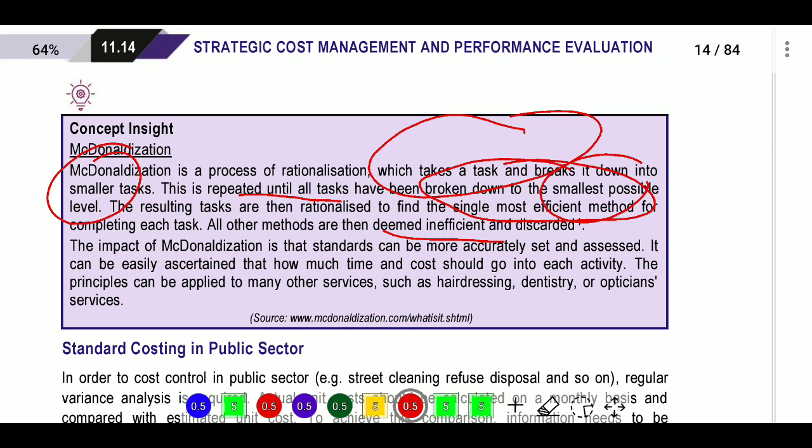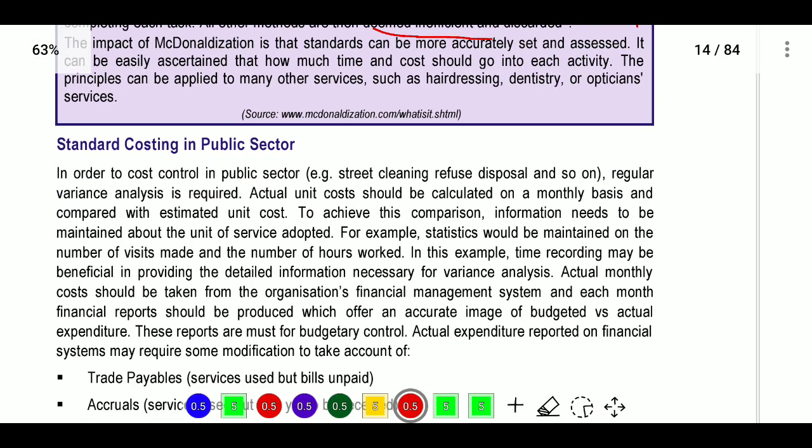Next, this will be helpful in services like hairdressing, dentists and optimization services. For these service providers, the costs are accurate and ascertained. It is better for them. And next, standard costing in public sectors.